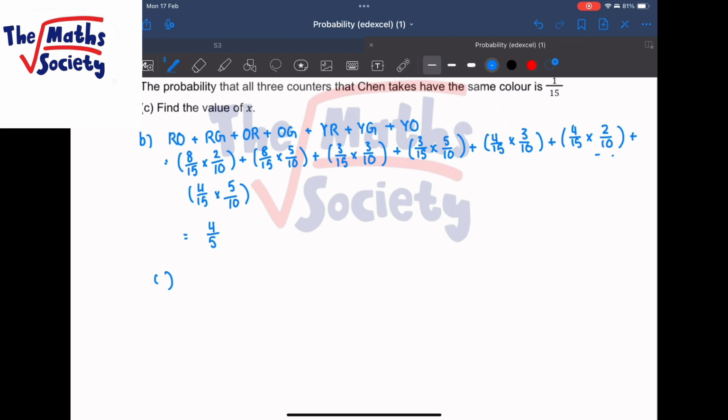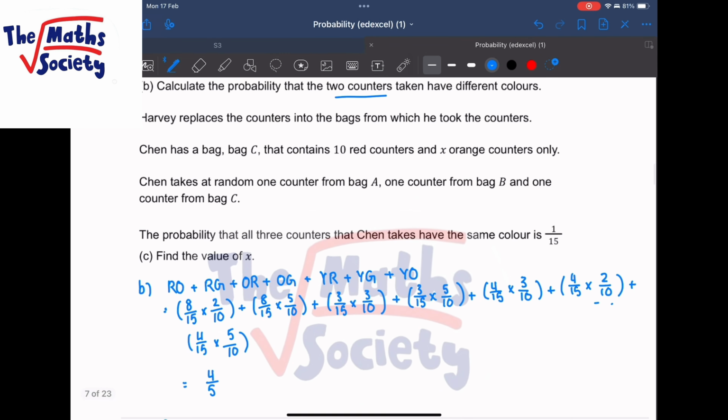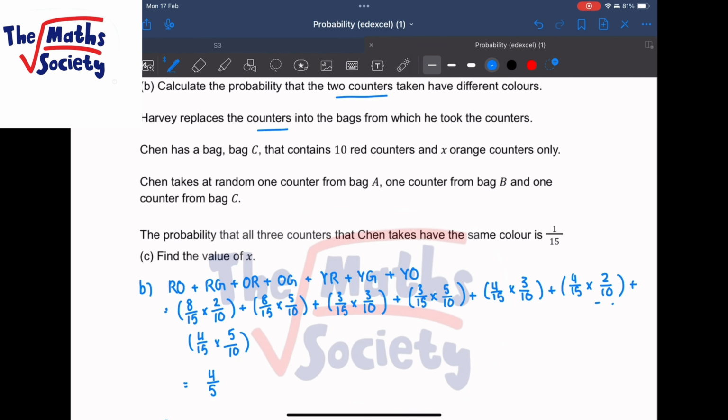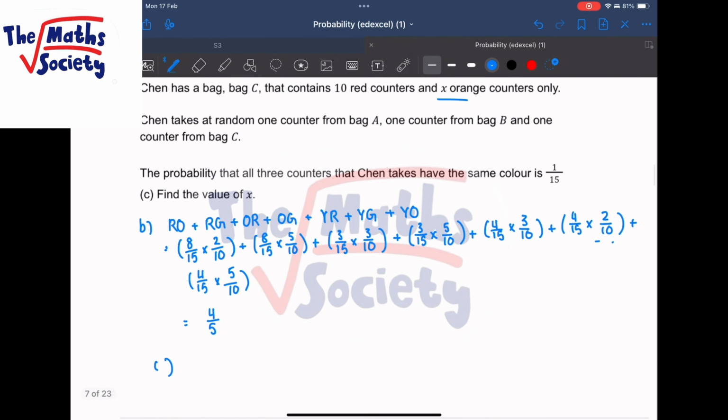It says that Harvey replaces the counters in the bags from which he took the counters. Chen has a bag C that contains 10 red counters and 8 orange counters only. So Chen takes a random 1 counter from bag A, 1 counter from bag B, and 1 counter from bag C. Probability that all 3 counters taken have the same color is 1 by 15. Find the value of X.